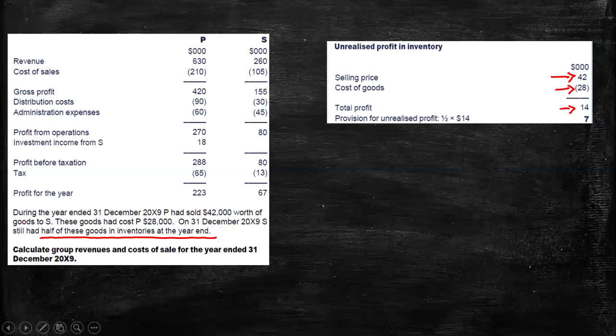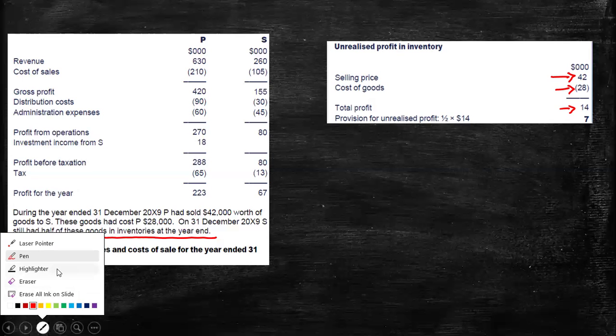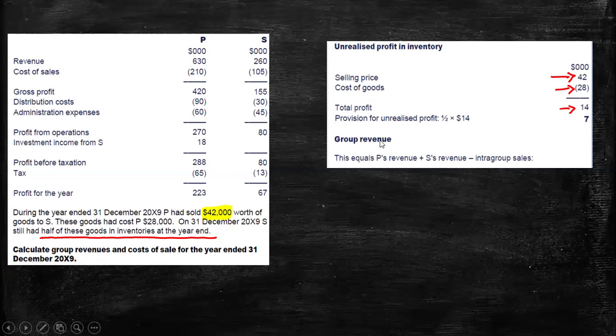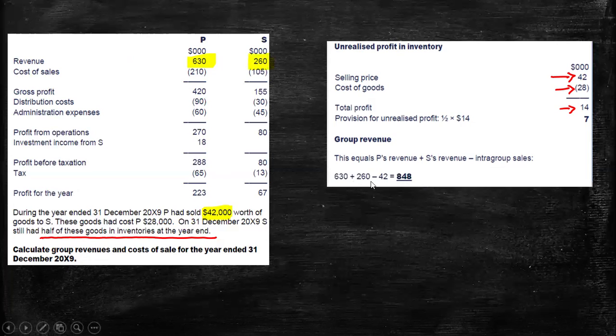We also have the sales amount here of 42,000. Remember, we have to adjust this value in the sales and the purchases amount, in the revenue and the cost of sales amount as well. So this is what the adjustments will look like. First of all, in the group revenue calculation, you will take the revenue of the parent, you will take the revenue of the subsidiary. So add these two up, 630 plus 260, and you will subtract this sales amount of 42, that is basically sales made by parent to subsidiary, from this calculation to get the revenue amount to be included in the consolidated statement of profit and loss.